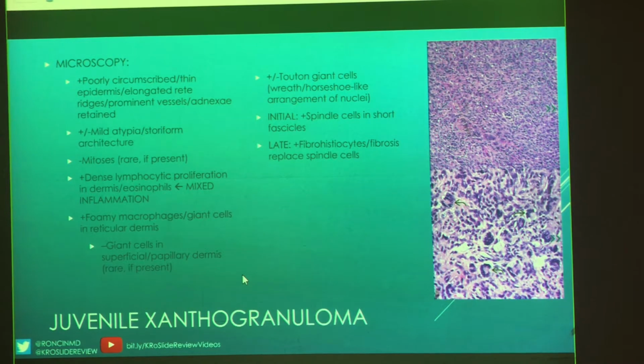Initially, these lesions are going to look more spindly with spindle cells and short fascicles, and as they become more chronic, you're going to see more predominance of fibrohistiocytes and fibrosis as those spindle cells are replaced.